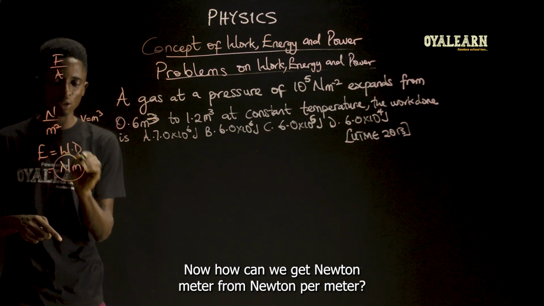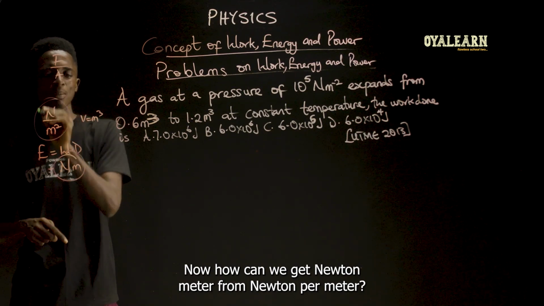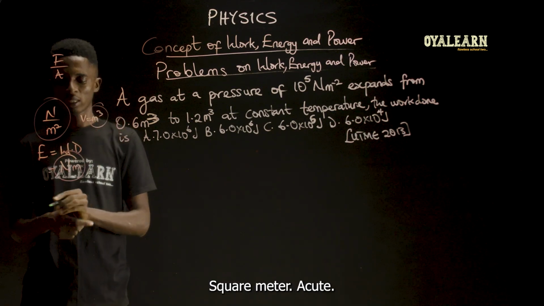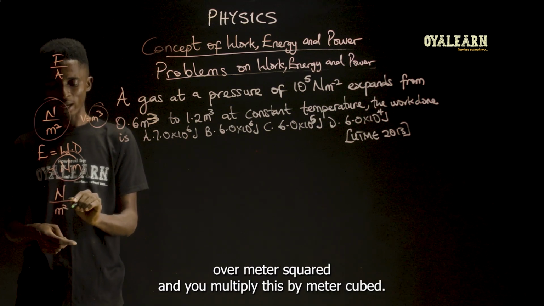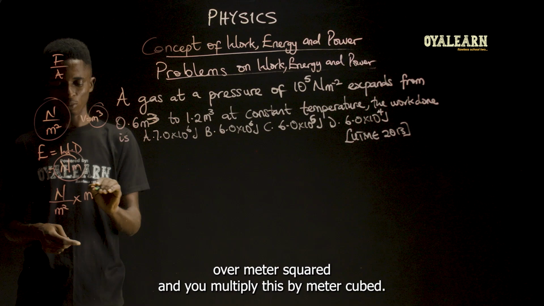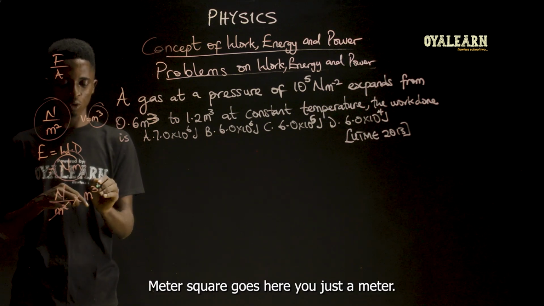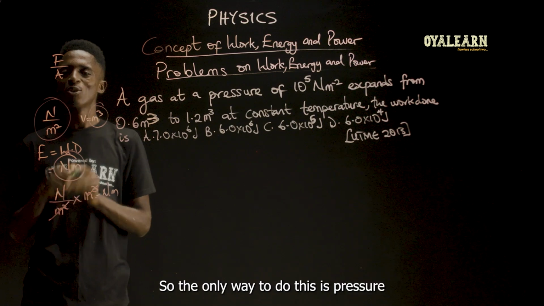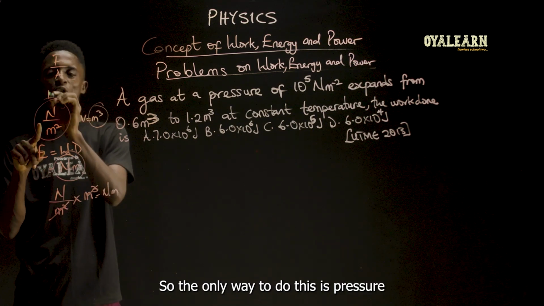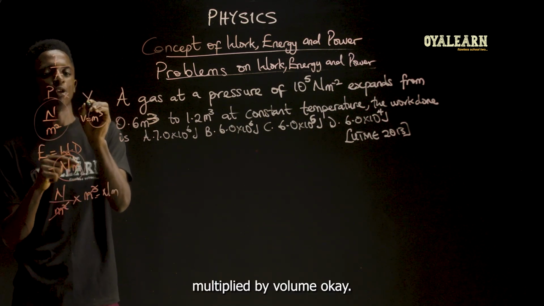Now, how can we get Newton meter from Newton per meter squared and meter cubed? You see that if you do Newton over meter squared and you multiply this by meter cubed, now observe what happens. Meter squared goes, leaving you with just meter, so we have Newton meter. So the only way to do this is pressure multiplied by volume.